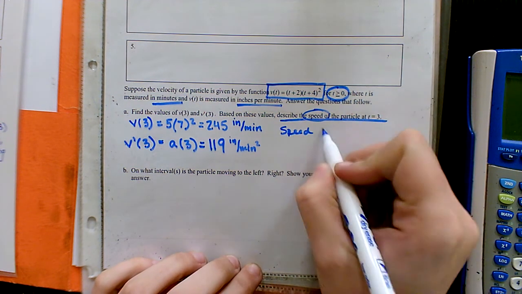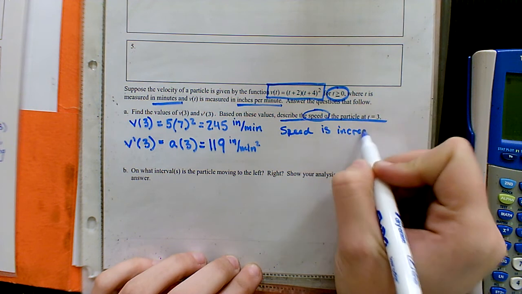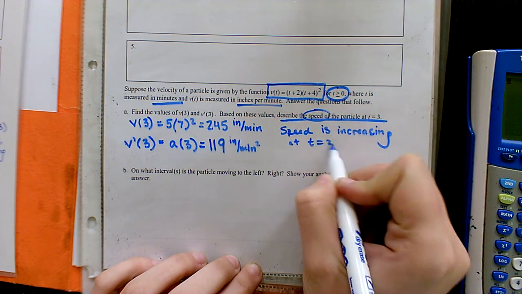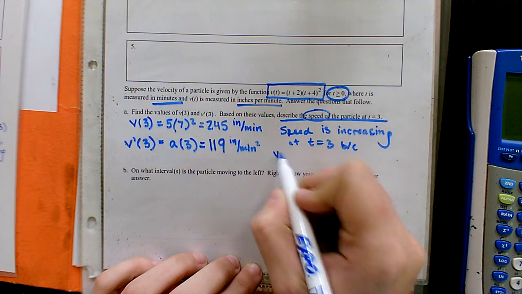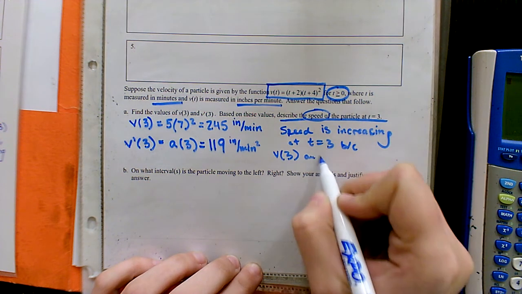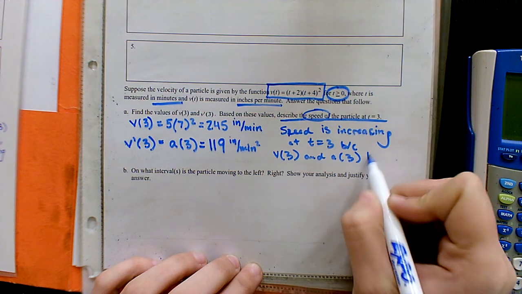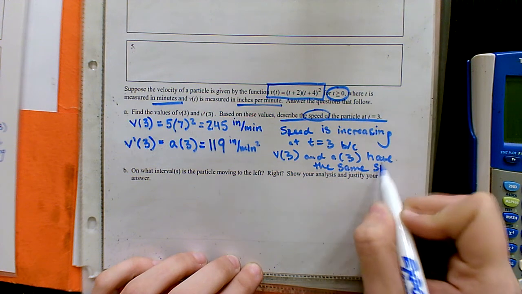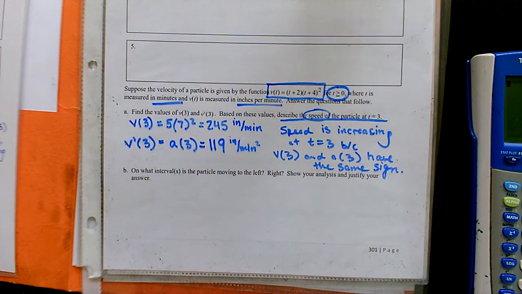So speed is increasing at t equals 3 because velocity and acceleration have the same sign. You're moving in a certain direction and you're accelerating in the same direction, so the particle or the object is going to speed up. It's going to increase, move faster.